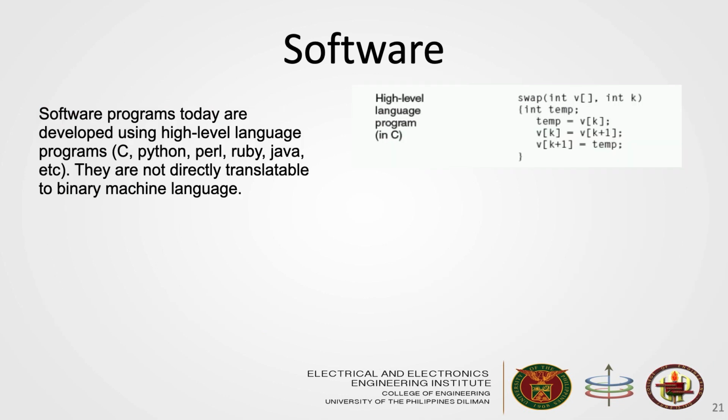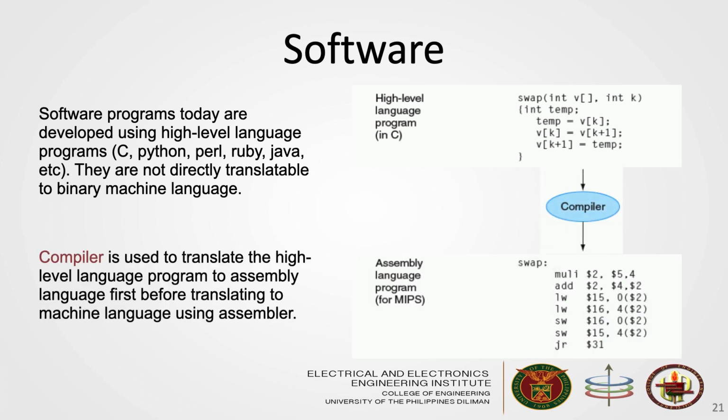However, other higher level language programs emerged during the late 1950s, which are much easier to use. All software programs today are developed using a high level language like C, Python, Perl, Ruby, Java, and others. But this type of language is not understandable by computers, and it is difficult to directly translate to binary machine language. So, a compiler is used to translate the high-level language to assembly language first, and then an assembler is used to translate the assembly language to binary machine language.